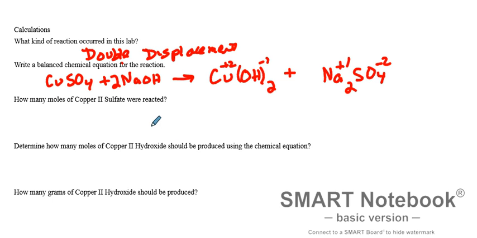How many moles of copper 2 sulfate were reacted? Well, the word mole is in the question, so definitely going to be a one-stepper. But we need to understand our form of copper sulfate. Copper sulfate is CuSO4, but it has 5 waters attached to it, 5 H2O. So we would need to get the molar mass of 1 copper, 1 sulfur, 4 oxygens, and 5 waters.